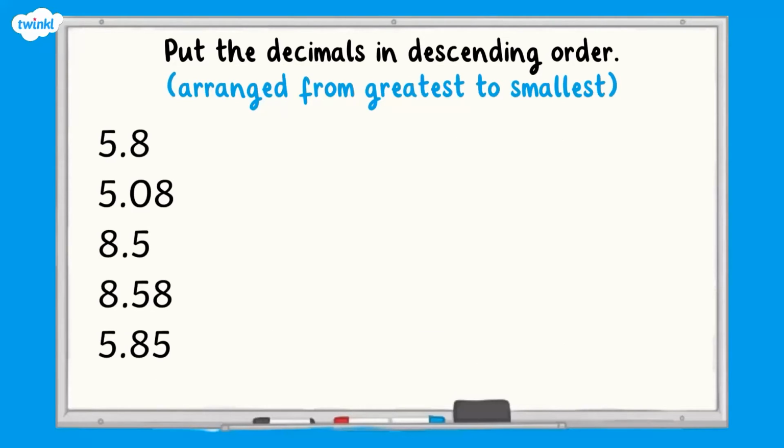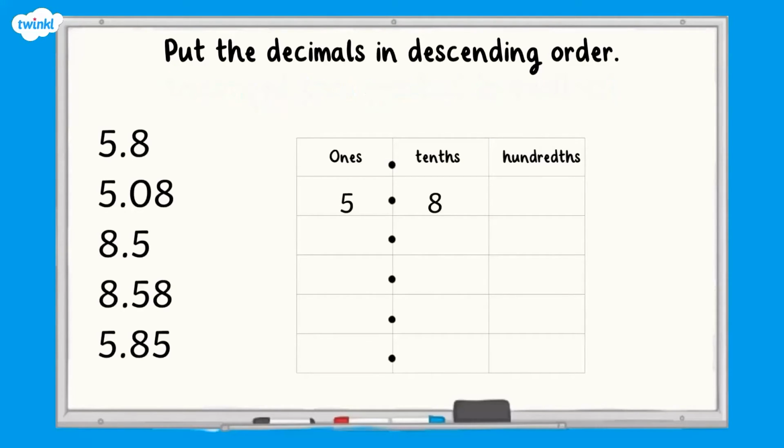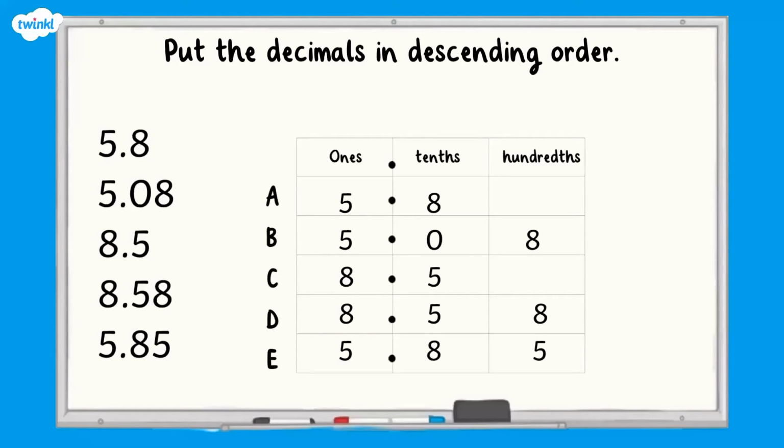Remember, descending means to put the numbers in order from the greatest to the smallest. We need to put each of the numbers into a place value grid, making sure to put each digit into the correct place value column. 5.8, 5.08, 8.5, 8.58, 5.85. As before, we start by looking at the place value column with the greatest value.